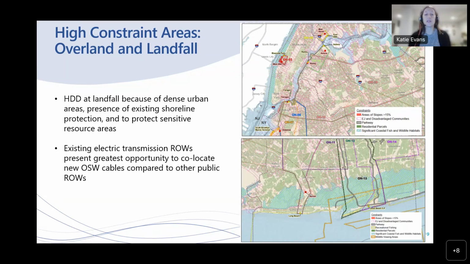Second, the use of existing electric transmission rights-of-way represent the greatest opportunity to co-locate new offshore wind cables compared to other public rights-of-way. Use of parkways and controlled access highways will require early consultation with DOT, as well as a detailed analysis of alternatives, which should consider environmental, cultural, as well as regulatory factors. Again, due to some of those federal restrictions for non-transportation use that exist for those roadways. Next slide, please.